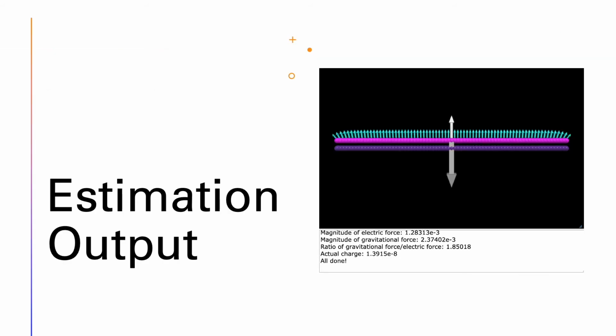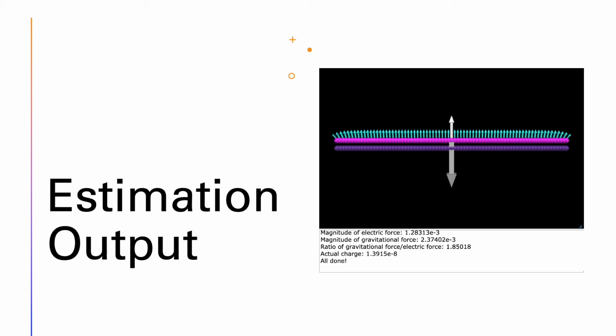So this is a picture of the estimation output in my code. You can see at the bottom that it prints out the original magnitude of the electric force that is not equal to the magnitude of gravitational force, which we know is not correct. And it has the ratio of gravitational force and then multiplied the square root of that by the original charge and prints out what the actual charge should be.